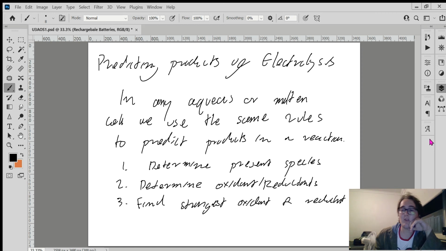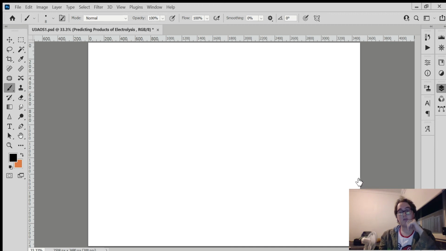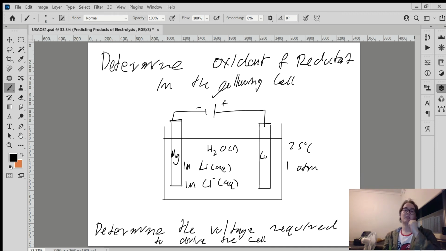Now, it's not that hard when you break it down, and once you do a lot of practice questions, but the first time it can be fairly daunting. So I'll go through an example. Determine the oxidant and reductant in the following cell. So in this cell, we have a magnesium cathode, a copper anode, and a lithium chloride solution. Everything's at 1 mole per liter, at 25 degrees and at 1 atmosphere, which is standard conditions. So we can use the data book for a one-to-one prediction.